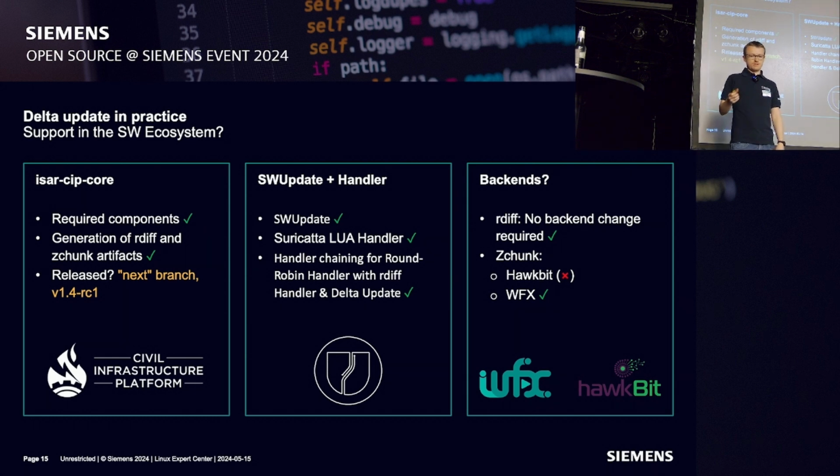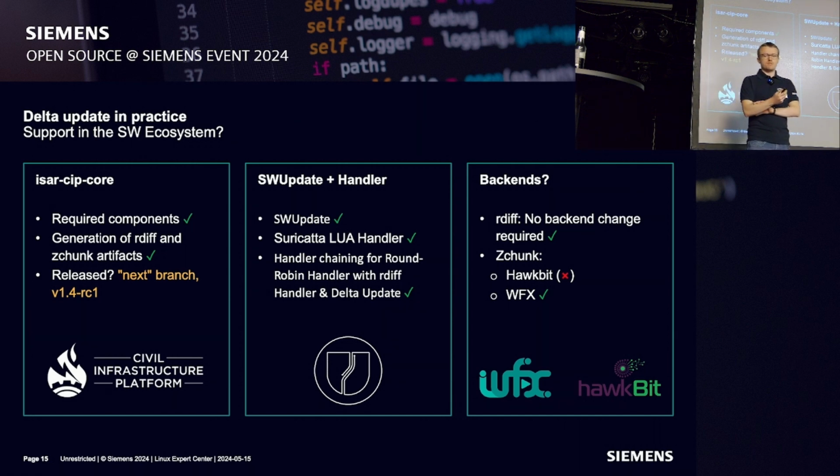Then our handlers to technically perform the update also support it. We have support for chaining handlers, like one handler for selecting which partition to update and then the next handler to actually decide how to do the update there. Having a look at the backends, if you go with the RDiff workflow, no difference. So all backends that support the general SW update workflow will also support that workflow.